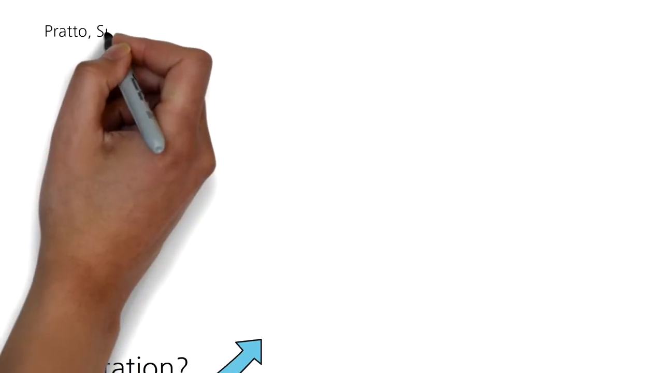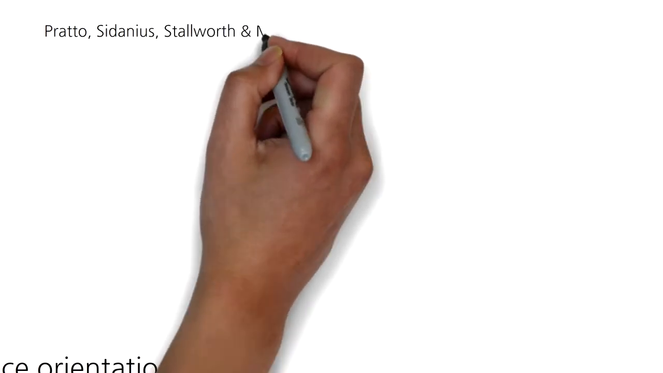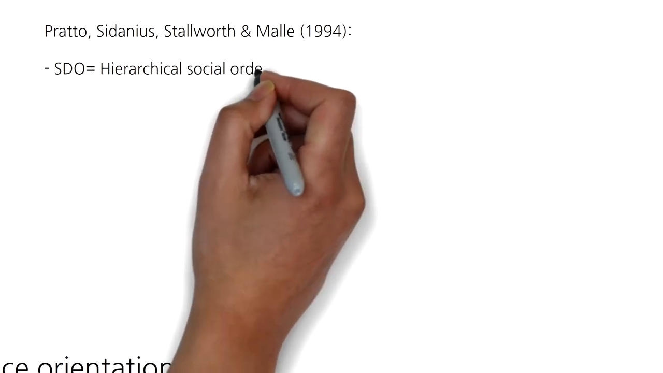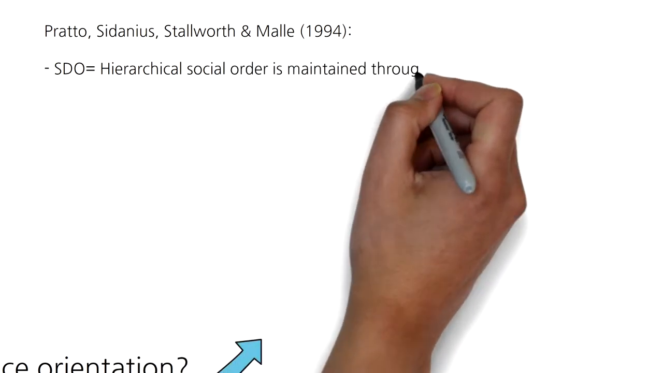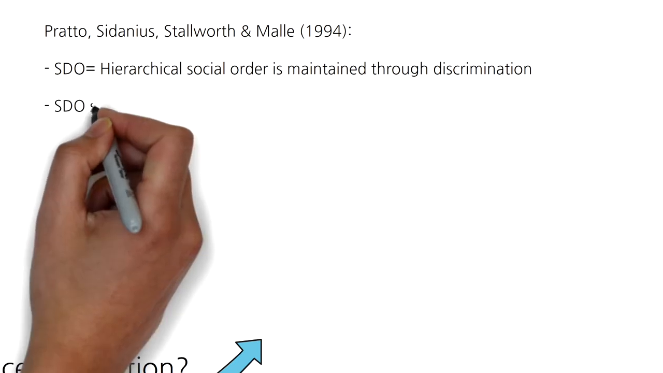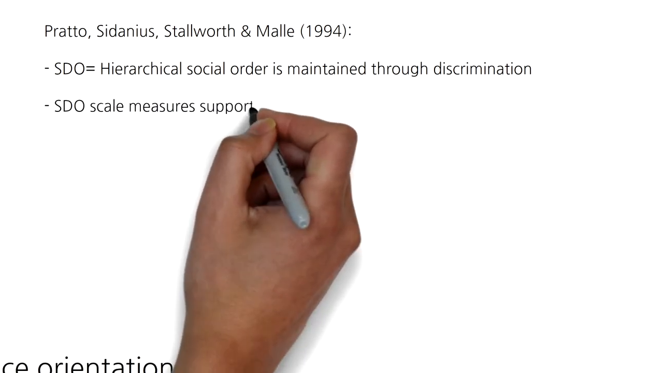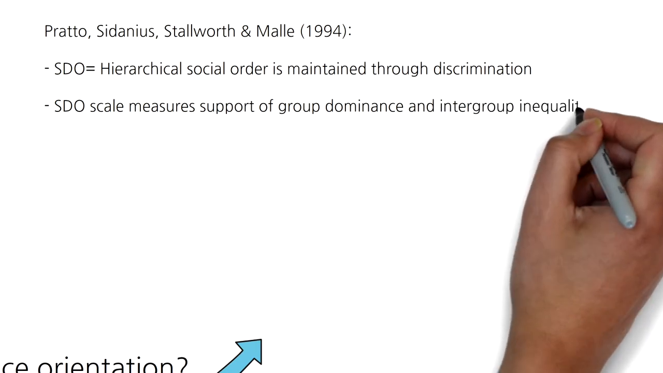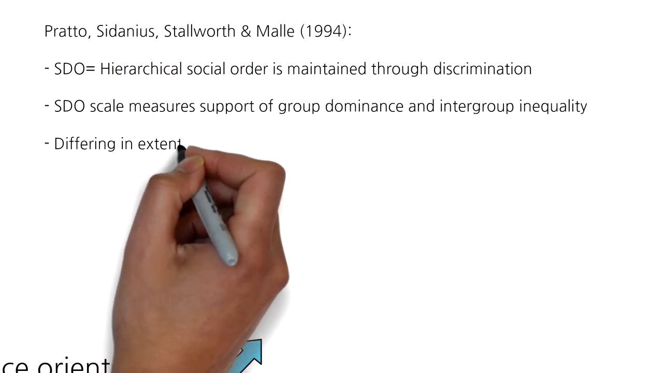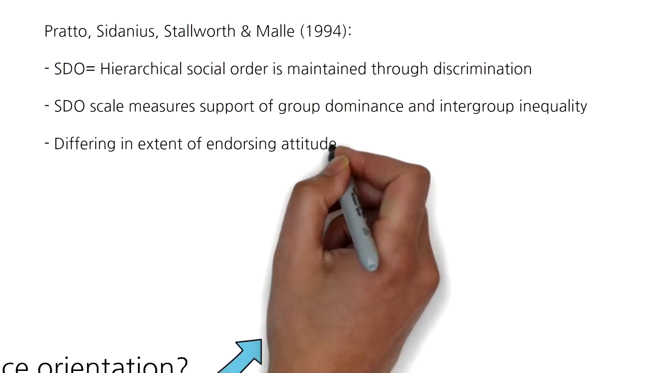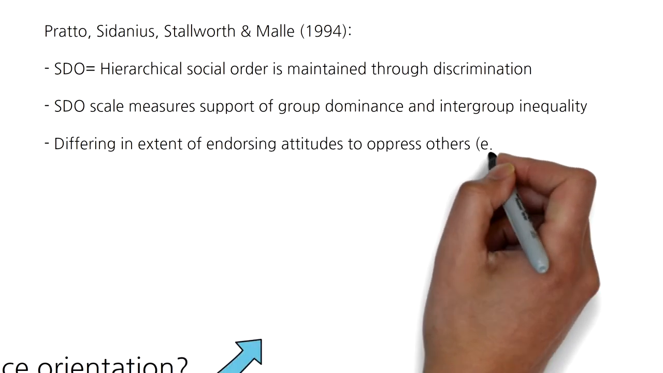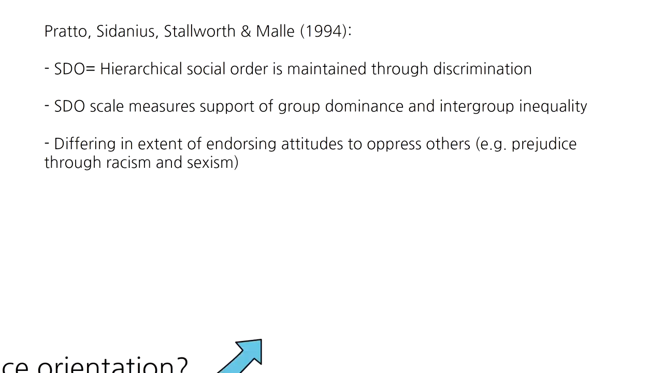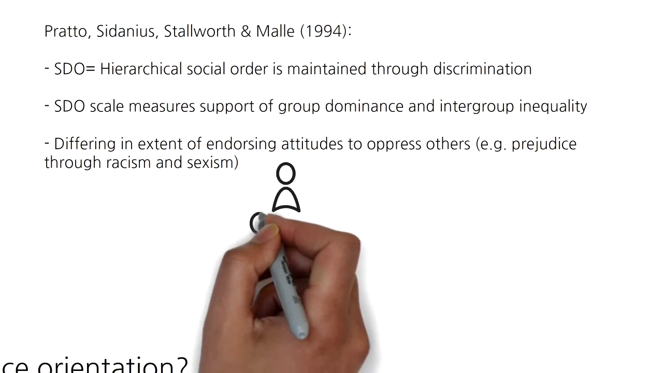So Pratto, Sidanius, Stallworth and Malle in 1994 examined the social dominance theory. They defined it as the hierarchical social order that is maintained through individual and institutional discrimination. There are individual differences in desire for hierarchical versus equal group relations in society. There is a scale, or the SDO scale, as it's commonly known, which measures support for group-based dominance and intergroup inequality. People differ in the extent to which they endorse these attitudes, beliefs, and ideologies.